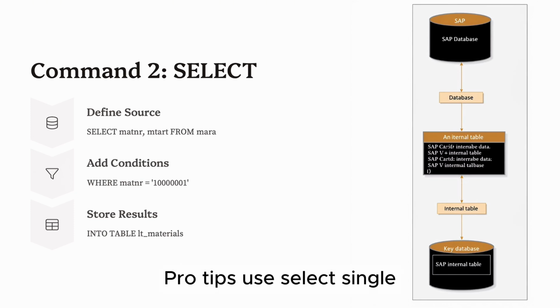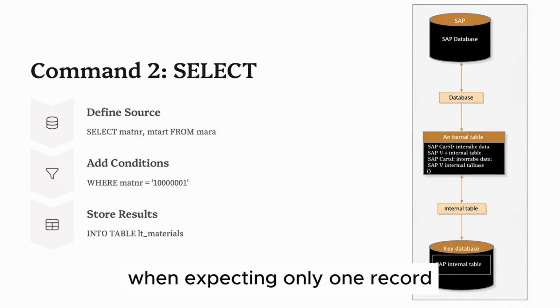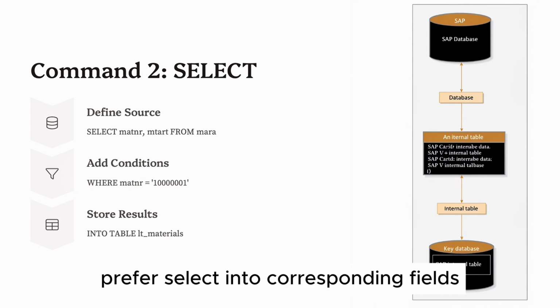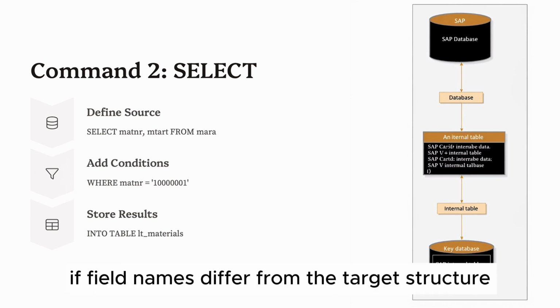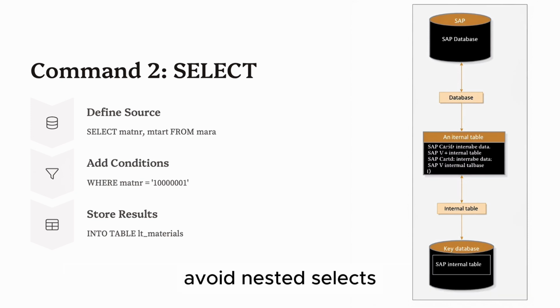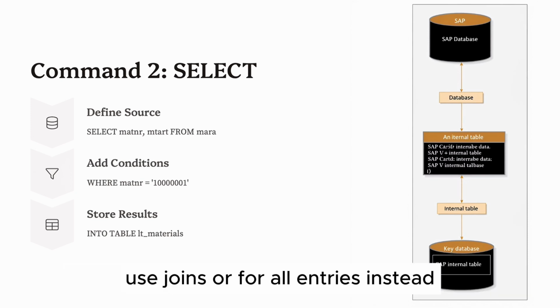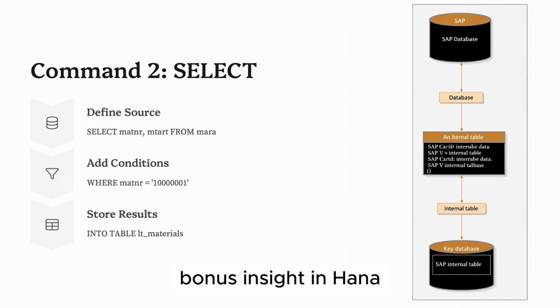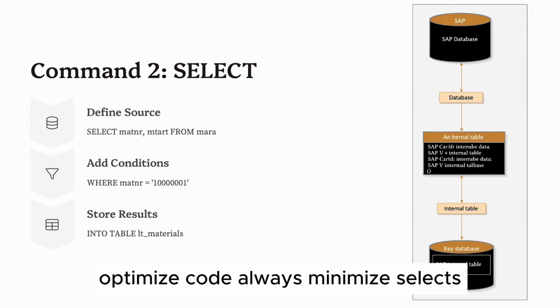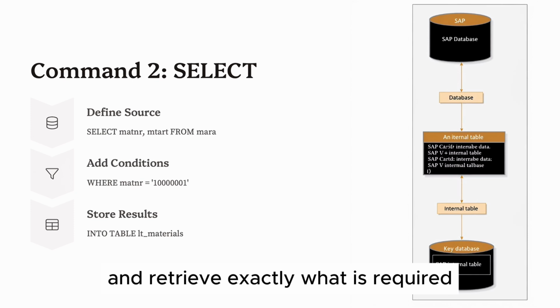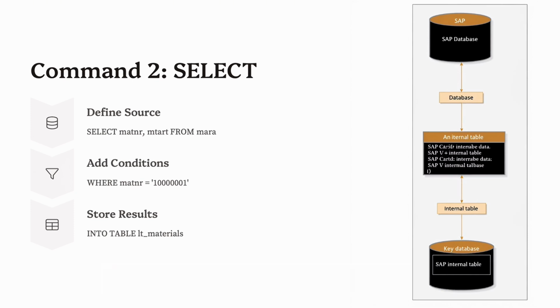Pro tips. Use SELECT SINGLE when expecting only one record. Prefer SELECT INTO CORRESPONDING FIELDS if field names differ from the target structure. Avoid nested selects. Use joins or FOR ALL ENTRIES instead. Bonus insight. In HANA optimized code, always minimize selects and retrieve exactly what is required. Field level precision is key.